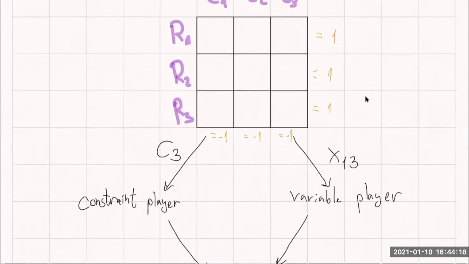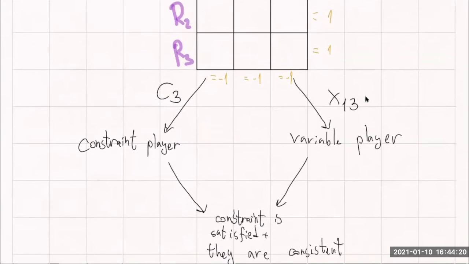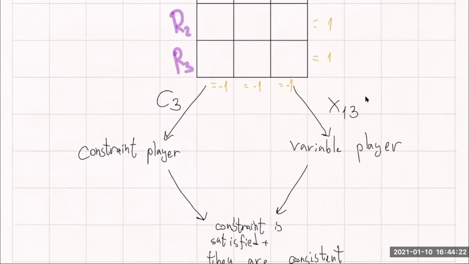And what do I expect them to answer? So the variable player needs to give me one output, either a plus or minus one. And the constraint player needs to give me three outputs: plus or minus one, comma, plus or minus one, comma, plus or minus one. And I think of it as the following.